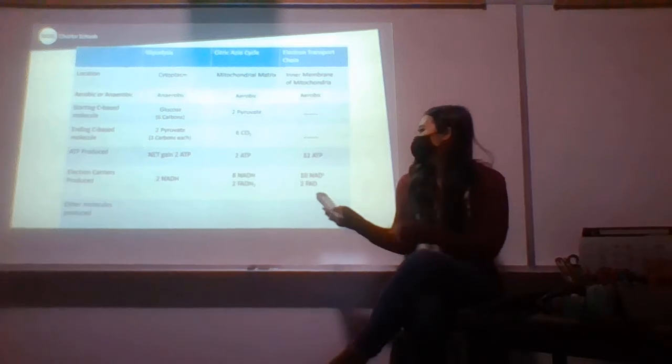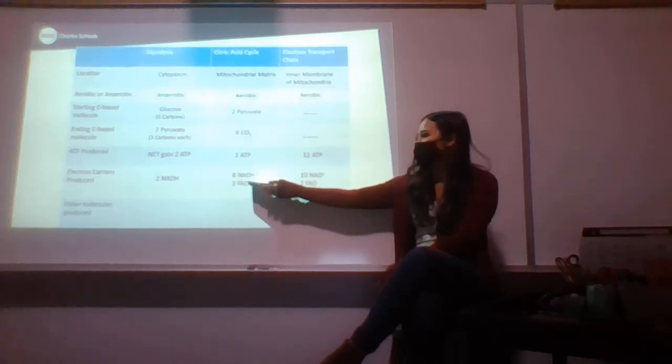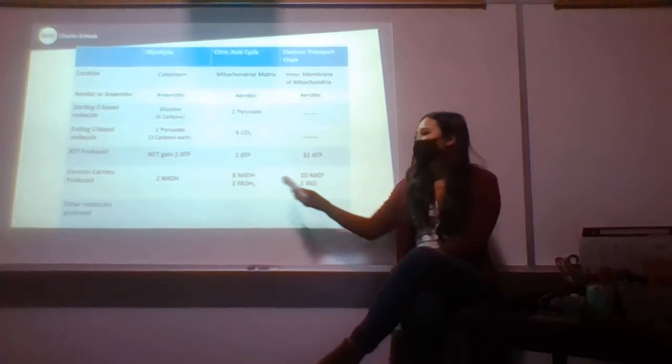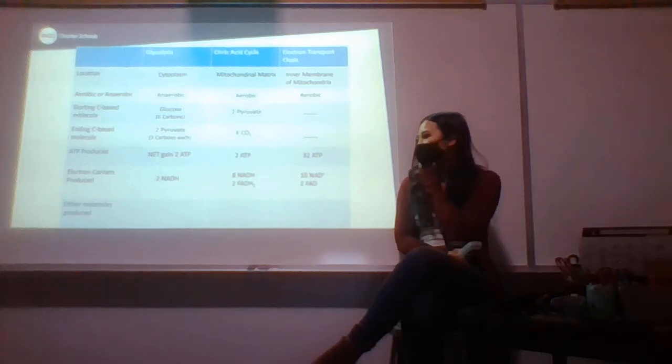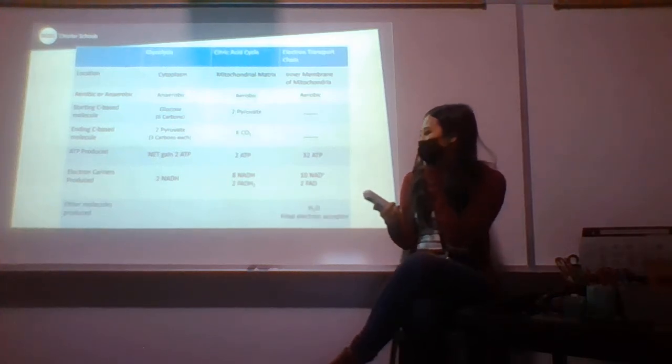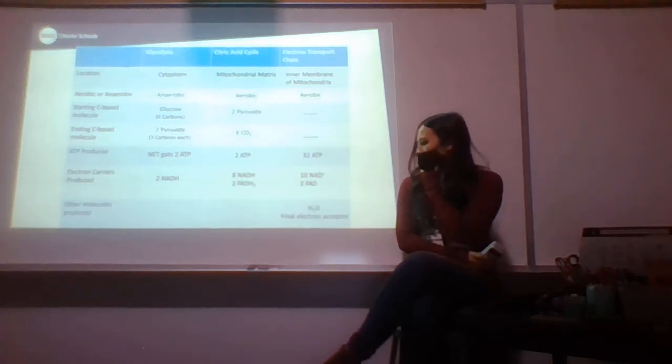The electron carriers that it produced, instead of producing the NADH and FADH2, we took away high energy electrons from these molecules. So instead we produced 10 NAD plus molecules and 2 FAD. And then other molecules that are produced are H2O as the final electron acceptor.